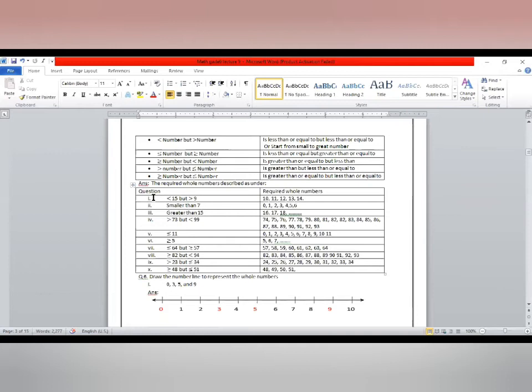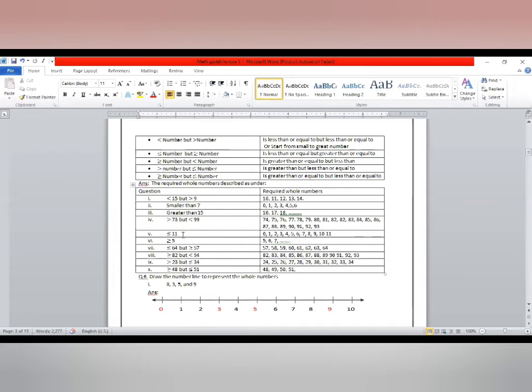The third part is greater than 15. Greater than 15 means you will start at 16, 17, 18. Dear students, here we have part number 4. It is greater than 73, which means it starts from 74, and less than 99 means we have to keep it less than 99, up to 98. We will start from 74 and keep it up to 98.